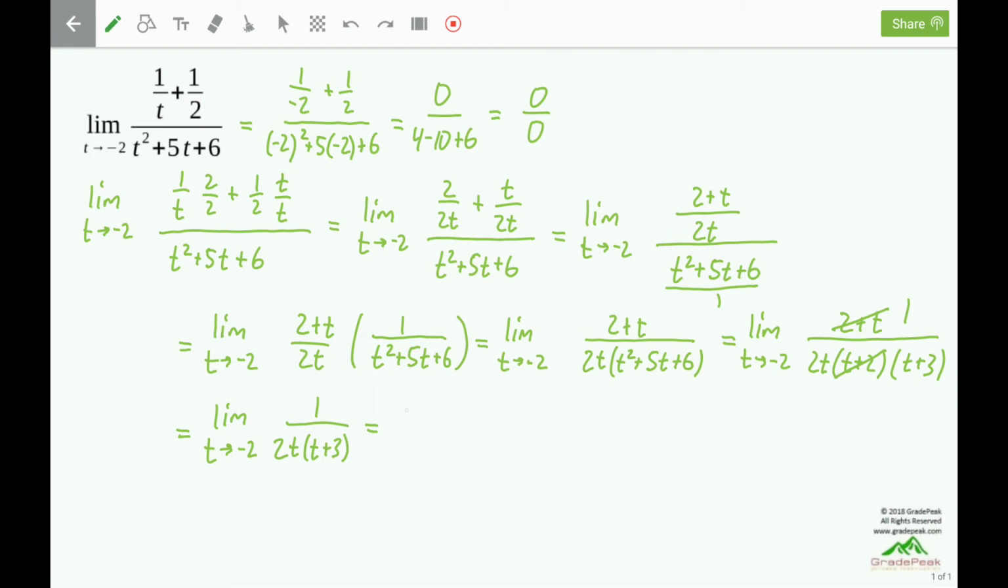We can now try plugging in the negative 2 for each of the t's. That'll give us 1 over 2 times negative 2 times negative 2 plus 3. In the denominator, we will have 2 times negative 2 times negative 2 plus 3, which is a 1. And now we can multiply those three numbers. 2 times negative 2 is a negative 4, times a 1 is still a negative 4. The numerator stays as a 1, and we will have negative 1 over 4.